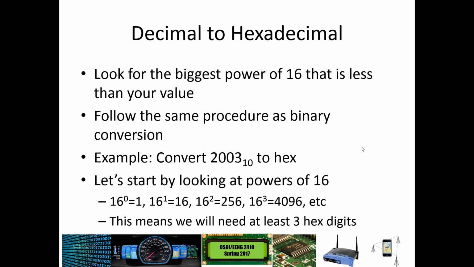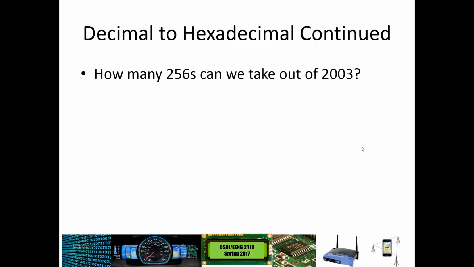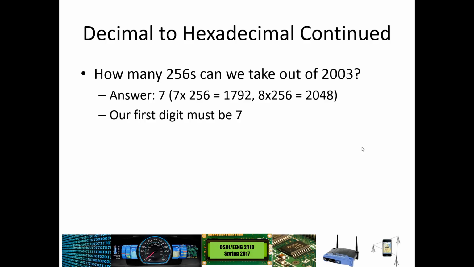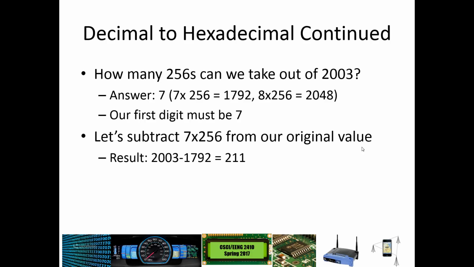But we can take away more than just 1 256 out of this. So we'll have to figure out how many times 256 can go into 2003. And so, how many 256s can we take out of 2003? Well, the answer is 7 there, because 7 times 256 is 1792. 8 times is too much, so we're going to take 7 away, and then once we subtract that off, we know our first digit is the 7, and we have 211 yet to represent.